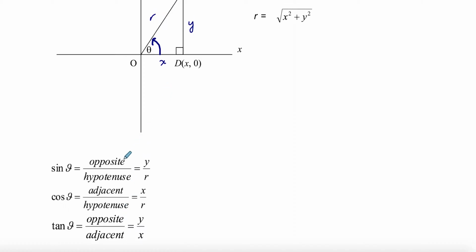So the sine of theta would be opposite over hypotenuse, or y over r. The cosine is adjacent over hypotenuse, so x over r. And the tangent is opposite over adjacent, so we've got y over x.